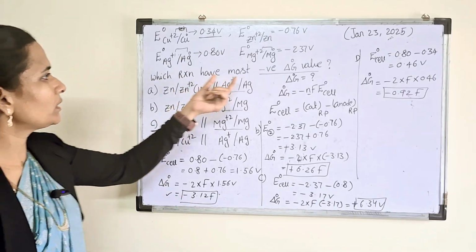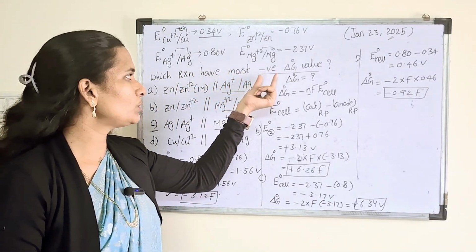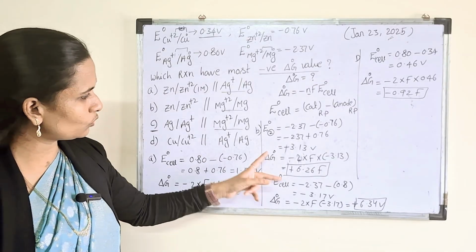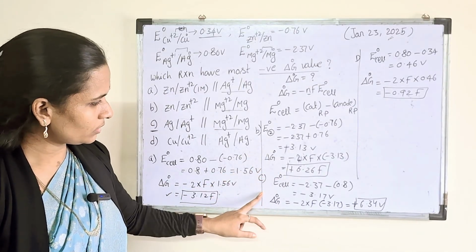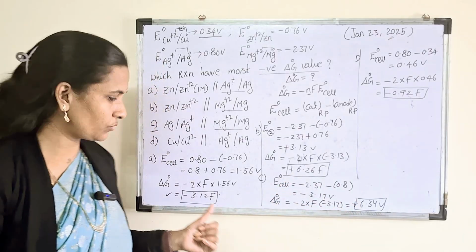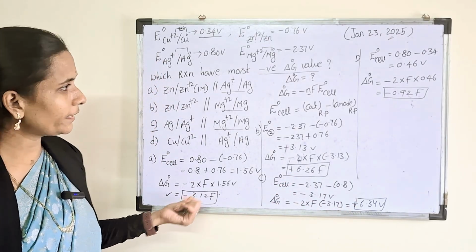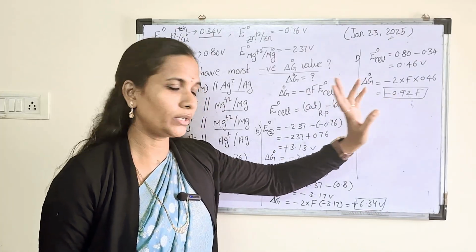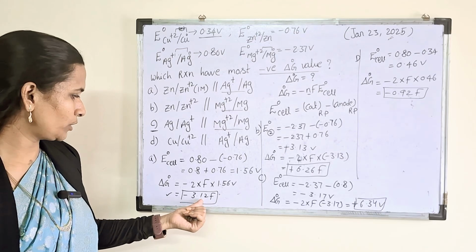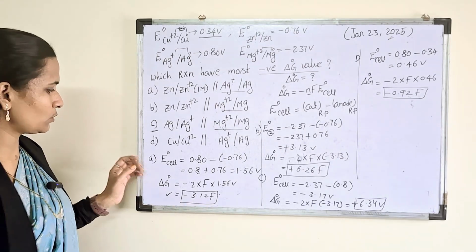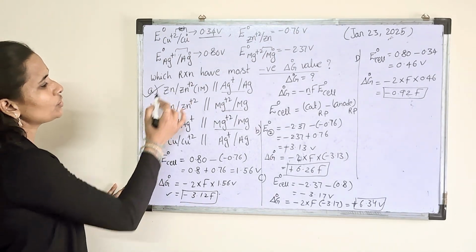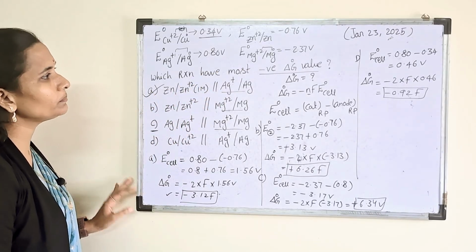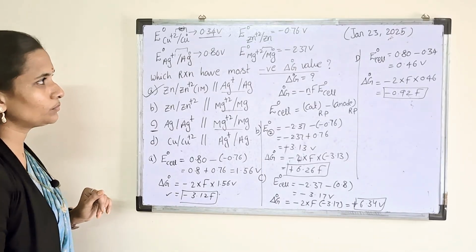Now what they are asking is, which reaction has the most negative delta G naught value? Here, the second equation and the third one give positive values, and the first one we got negative and the fourth one also negative. But here this is minus 0.92 Faraday and this is minus 3.12. So which is more negative? The first one is more negative. So the reaction having the most negative delta G naught value is the first reaction only. Thank you.